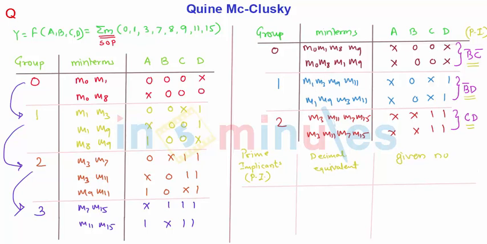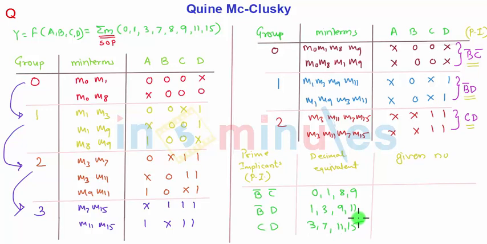So the prime implicants I have here are B bar C bar, B bar D and CD, and the decimal equivalent associated with B bar C bar is 0, 1, 8, 9. So I will write down 0, 1, 8, 9. With B bar D it is 1, 3, 9, 11, and with CD it is 3, 7, 11 and 15.